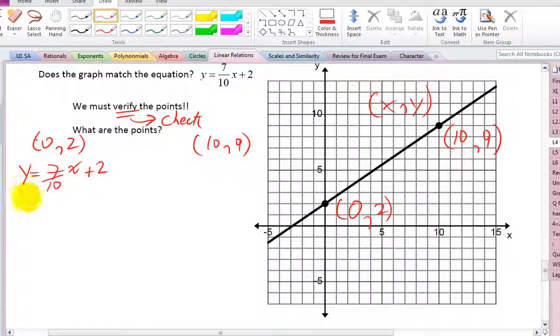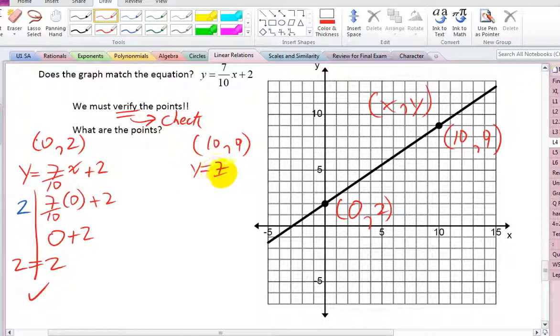So then we get our great wall of check, and we get 2 equals 7 over 10 times 0 plus 2. So we get 0 plus 2, 2 equals 2. It works for that one. Now check the other point. Start with the equation. Substitute in. Go.